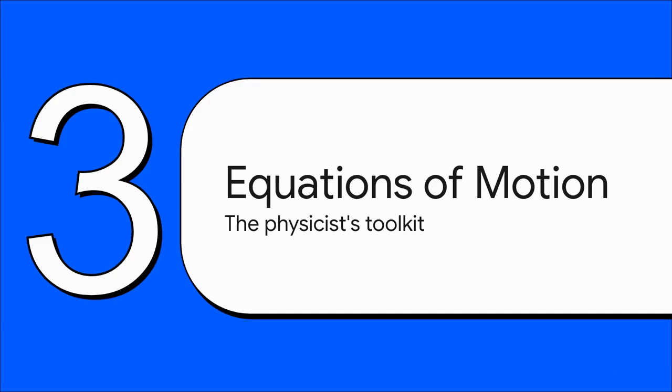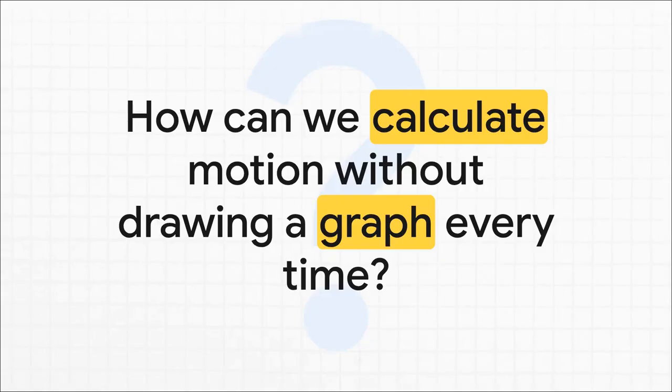So, we can define it, we can see it on a graph. Now it's time to pull out the physicist's ultimate toolkit for predicting motion. Because, let's be honest, graphs are amazing for understanding, but you don't want to be sketching one out every time you need a precise calculation. We need something more direct. And that's exactly what the equations of motion are for.